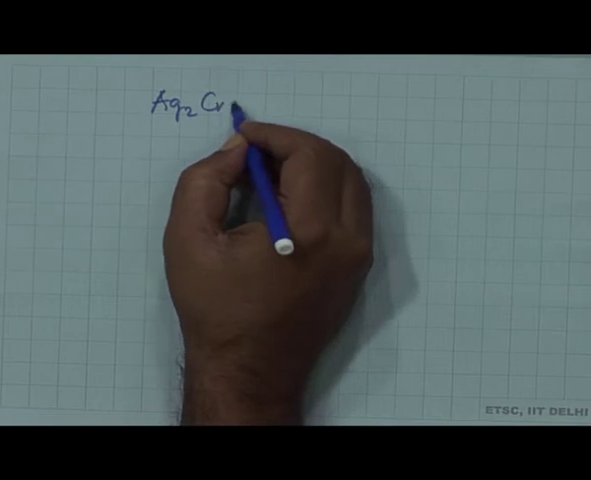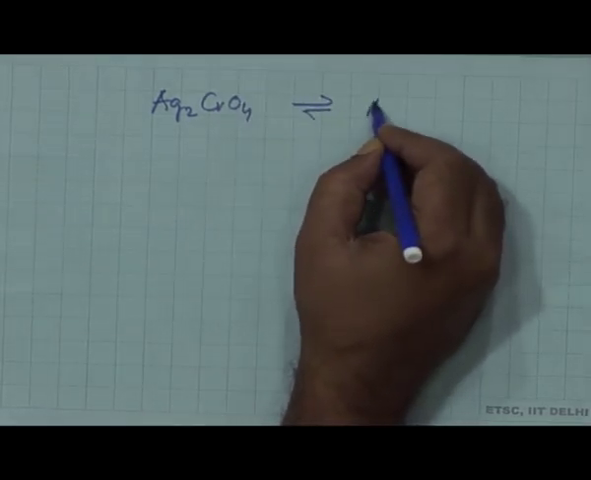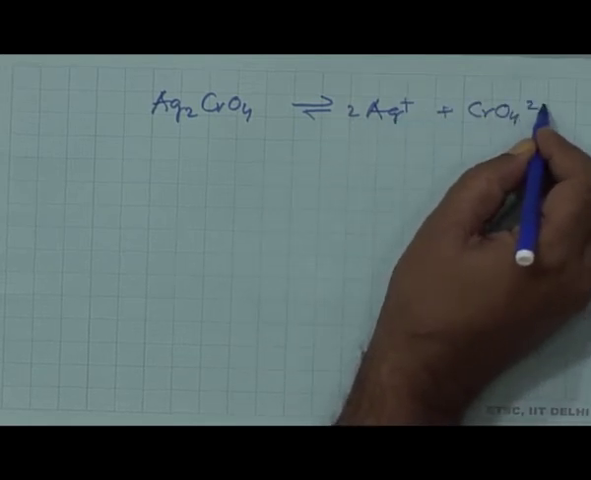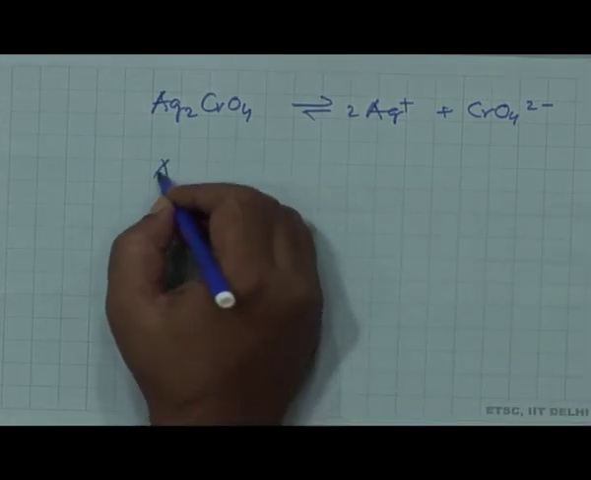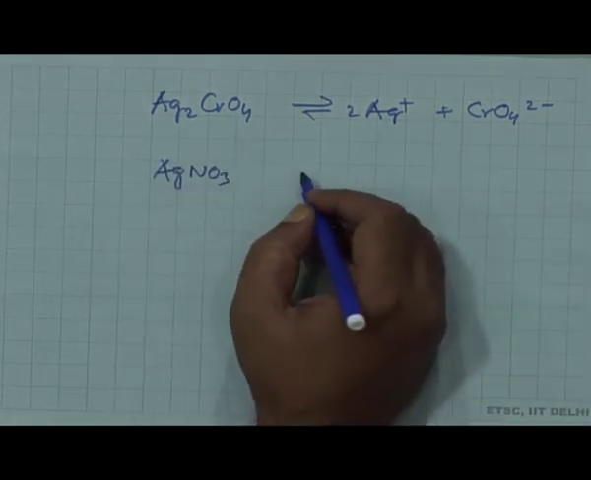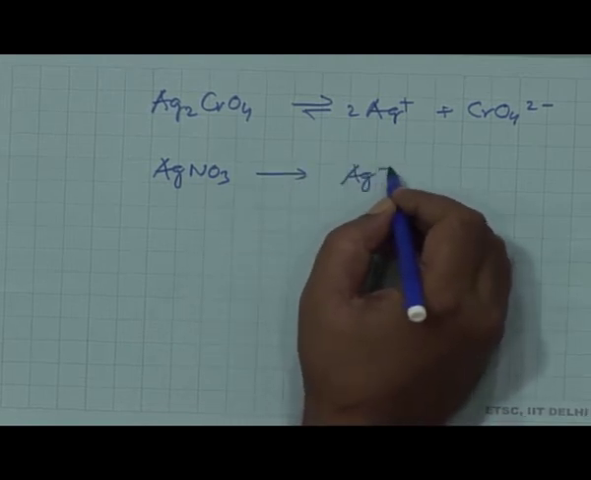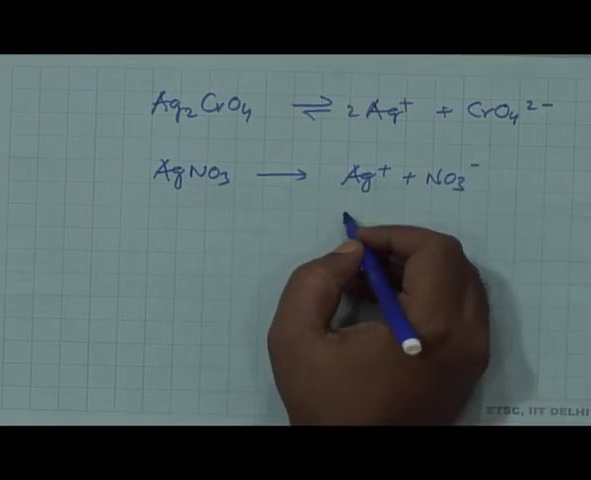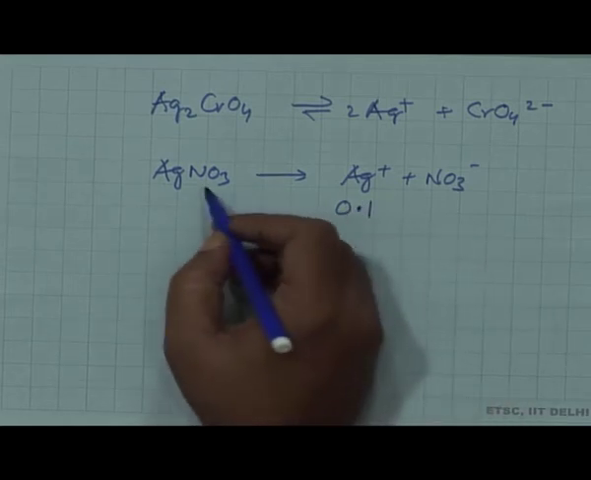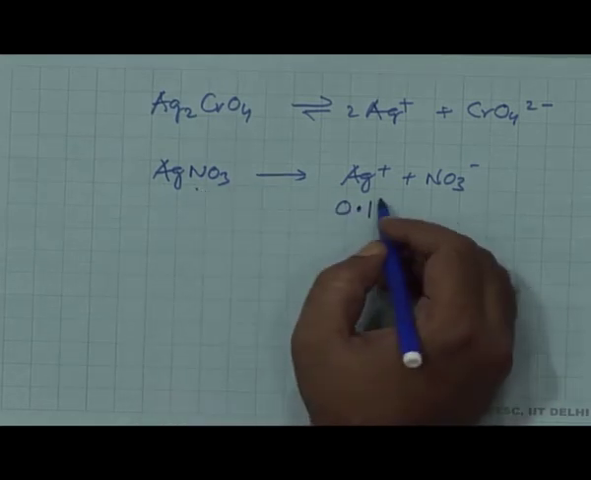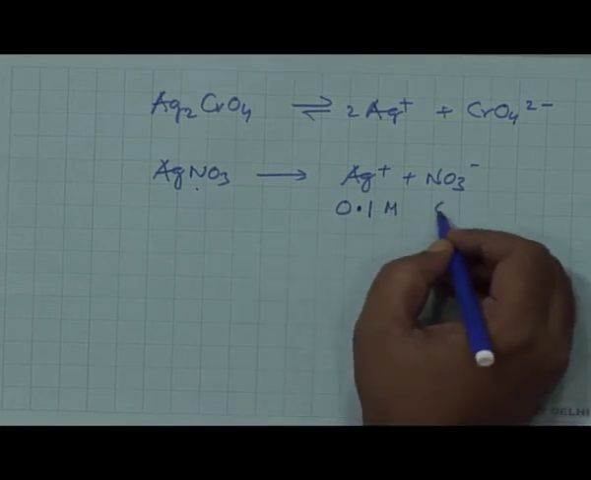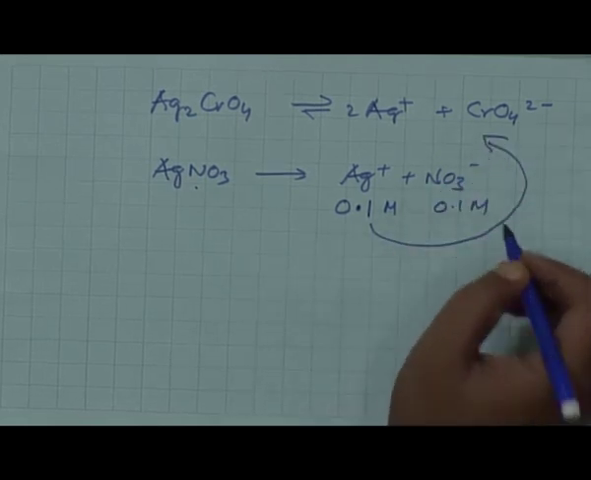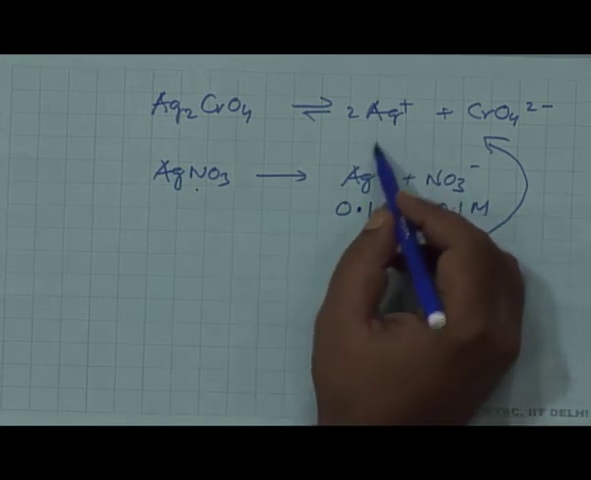So, Ag2CrO4 gives 2 Ag plus and CrO4 2 minus. AgNO3 we added, 0.1 molar AgNO3, it will give you Ag plus and NO3 minus, and since this will completely dissociate, if we start with 0.1 molar AgNO3, we will get 0.1 molar Ag plus and 0.1 molar NO3 minus. Now, this Ag plus will affect this equilibrium.